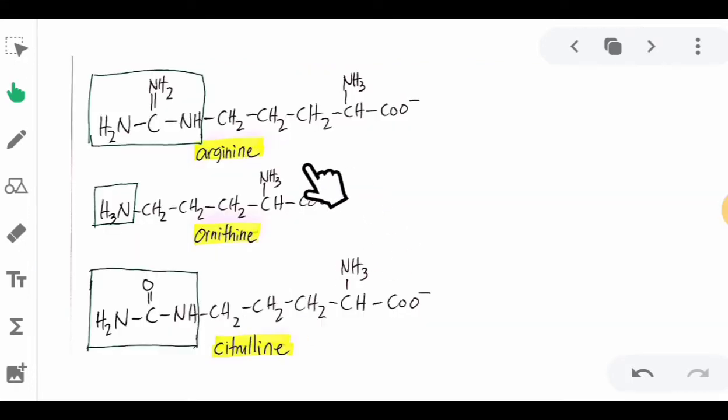Okay, there are 3 amino acids that are involved as intermediates in the operation of the urea cycle. These acids are arginine, ornithine, and citrulline. The most nitrogen-rich compound in this trio is arginine. It contains 4 nitrogens: 1, 2, 3, and then 4. Unlike ornithine, which has only 2 nitrogens, and citrulline, which has only 3. So that is why arginine is the most nitrogen-rich amino acid of the three.